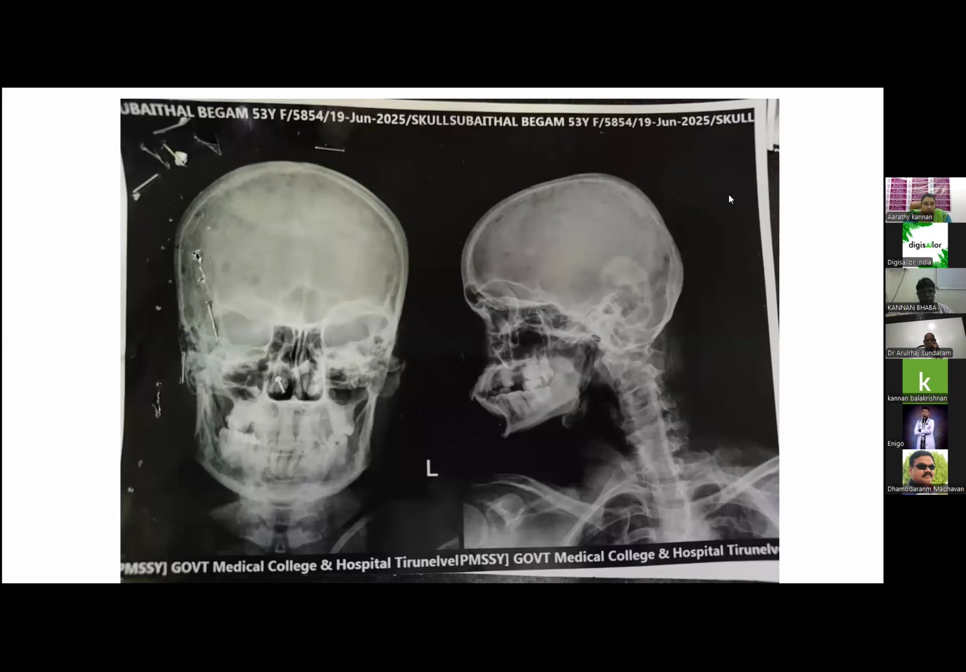So immediately we proceeded with an X-ray of the skull. It showed a punched out lesion in the skull. Next slide.